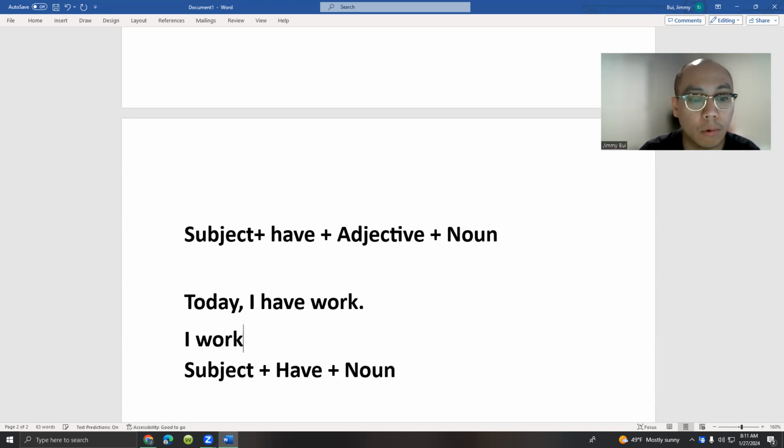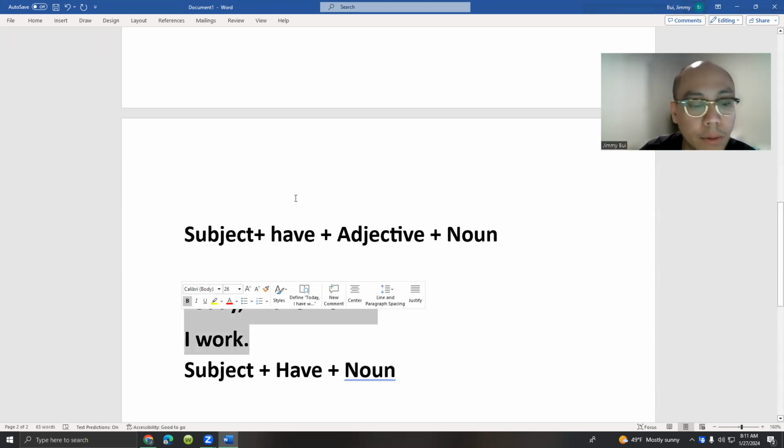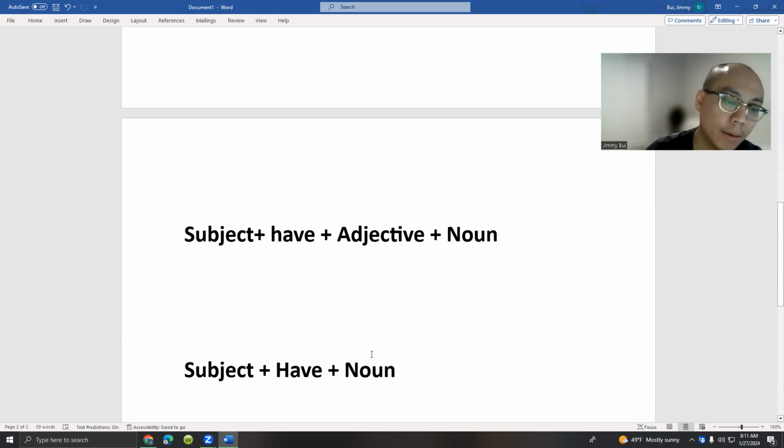Or I work. Am I working right now? No. My schedule is Monday to Friday. Nobody works 24 hours a day, 7 days a week, but we still say we work, right? Because we sort of have a daily routine or a schedule that we follow, and that is the simple present tense. Okay.